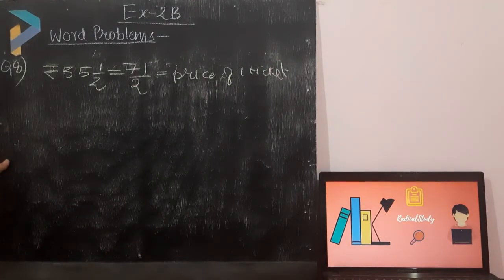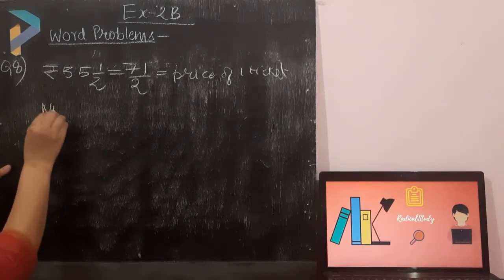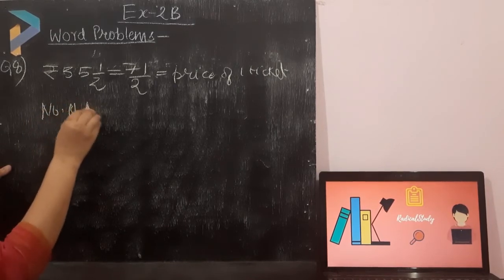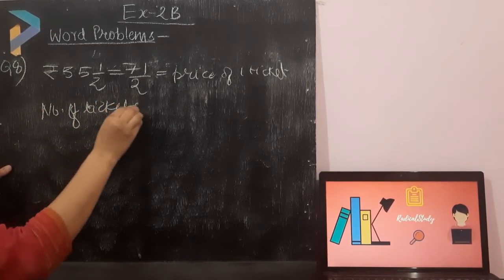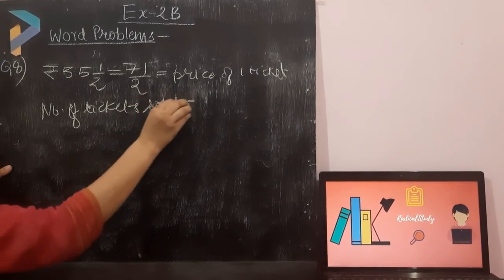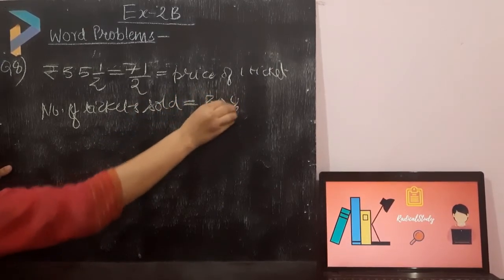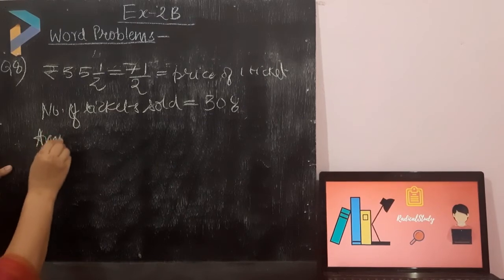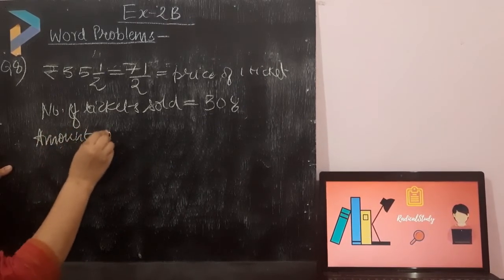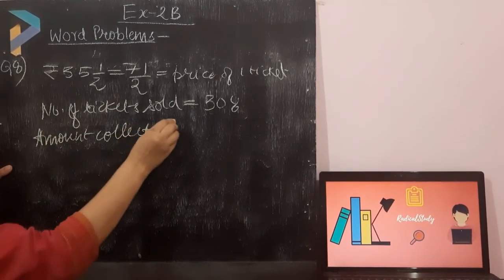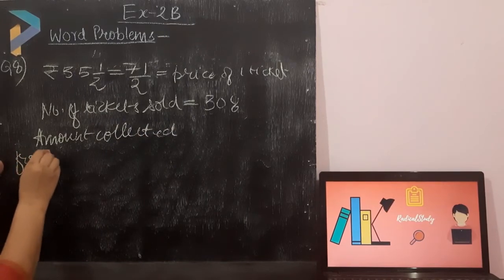So this is the price of one ticket of the circus show. Now you have to find out for how many tickets. So as per the question, if 308 tickets are sold for the show, how much amount has been collected? So how many tickets are sold? 308. So number of tickets sold is equals to 308 tickets. Now amount collected from the tickets sold.